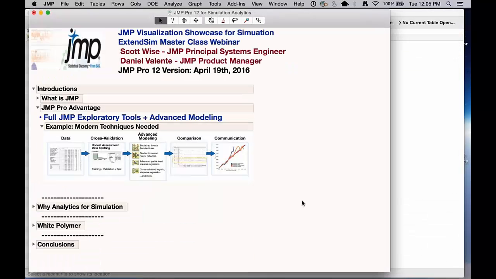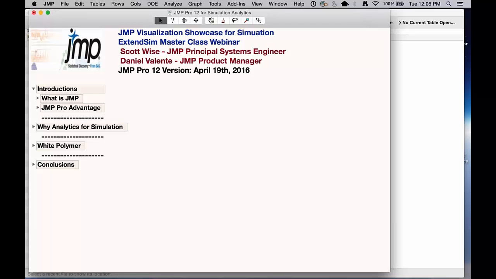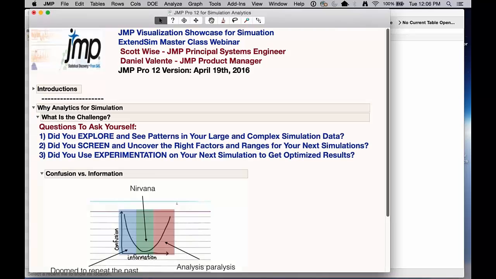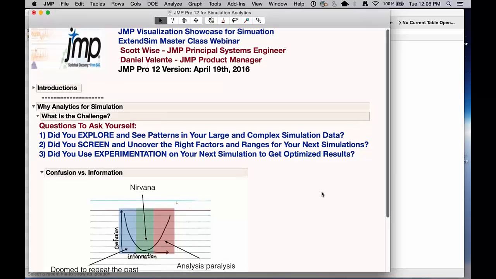Now, much like ExtendSim, we have a couple of different flavors of our software, and there's one in particular called JMP Pro, which is very good for not only the exploratory analysis, but also for modeling. And modeling is very important to people doing simulation. So I'm definitely going to feature this product. So you'll see it says JMP Pro up here. That's the product I'm going to feature. And we'll show you a good case study of how this might work in practice.